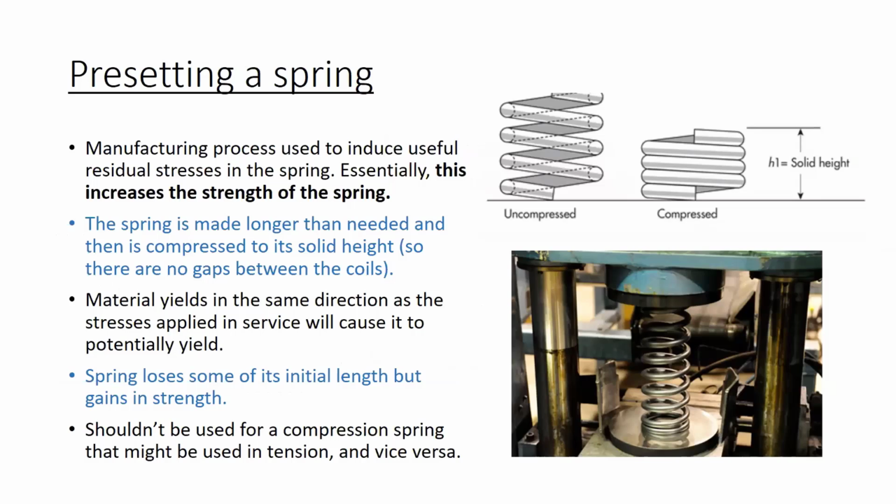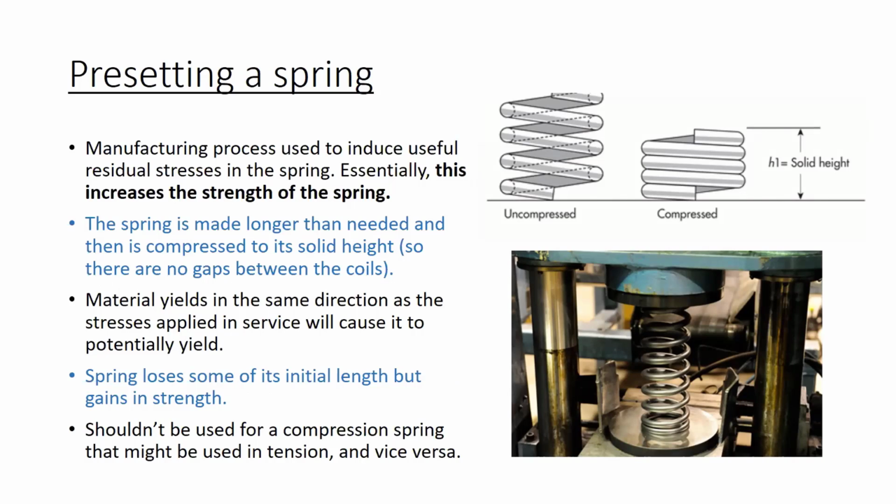Sometimes springs will be preset, which is a manufacturing process used to induce useful residual stresses in the spring, thus increasing the strength of the spring. Setting can increase the static load capacity of a spring by 45 to 65% and double the spring's energy storage capacity per pound of the material. But not all commercial springs are set, as this increases their cost.